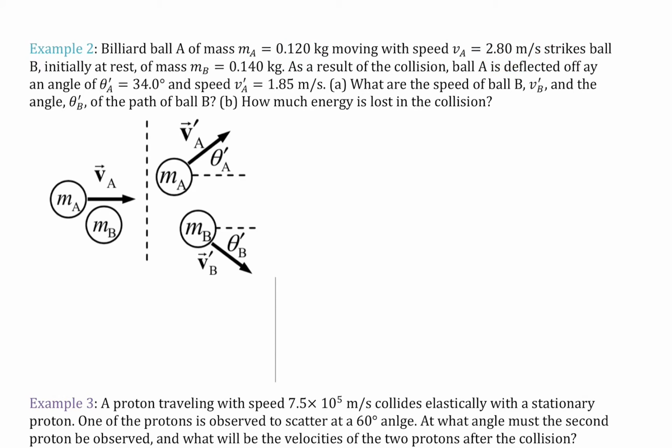All right, strikes another ball initially at rest. So that's always a nice, simpler type of problem where one of them is at rest initially. We do know the mass of ball B, 0.14 kilograms or 140 grams. As a result of the collision, ball A is deflected off at a known angle of 34 degrees. So we know this angle to be 34 degrees. We also know the final velocity of ball A to be 1.85.